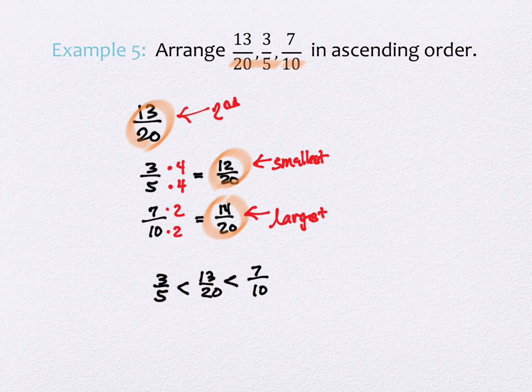So common denominators would also work for this. It would be fine if you wanted to do a common denominator. You're just going to get bigger numbers. Least common denominators works really nice.